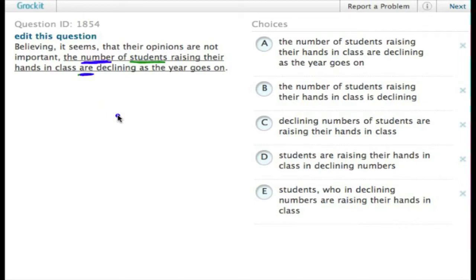We can either keep are and make sure that we're referring to the students as opposed to the number of students, or we can keep number and change this to is. Either way, A is incorrect as written. Let's take a look at the other options.